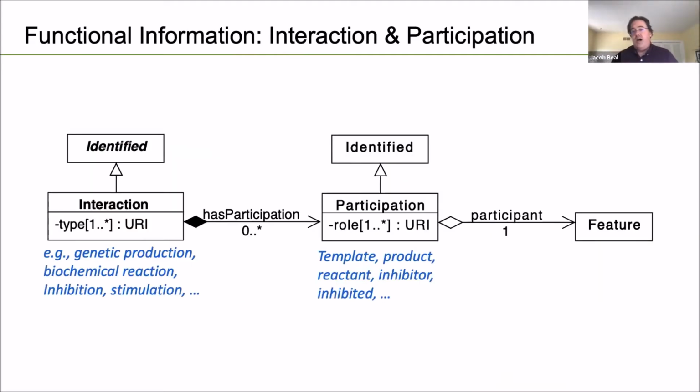Let's talk about the functional side. Here, you have interactions. This is how we say things like biochemical reactions, genetic production, inhibition, stimulation, degradation, and so on. And you have the roles that each species is playing in that. It's the template for genetic production, and it's the product of that production. It's a reactant for a reaction, or it's the product of that reaction. The transcription factor is the inhibitor that represses, through an inhibition type interaction, the inhibited promoter.